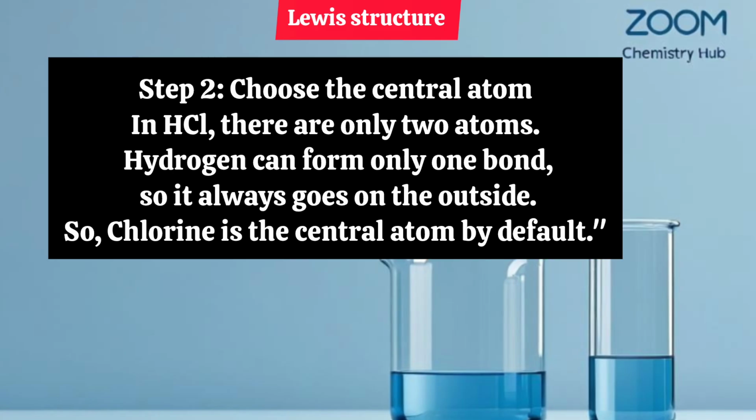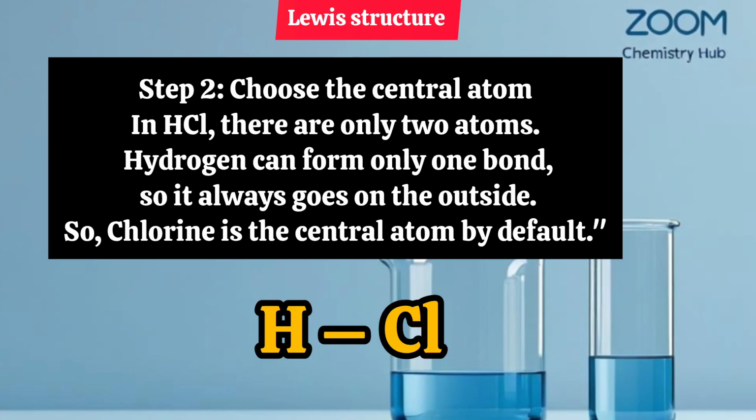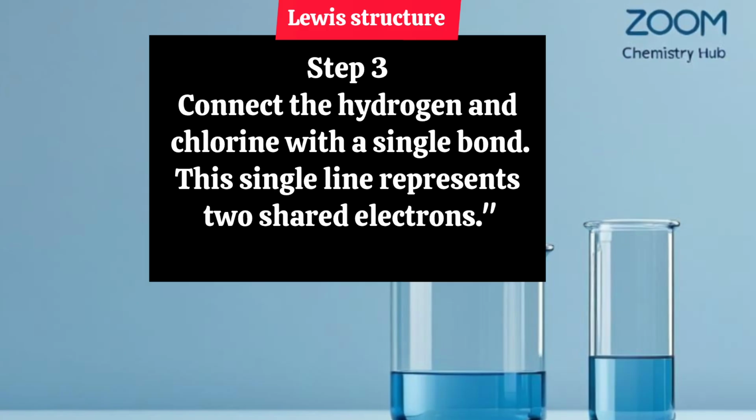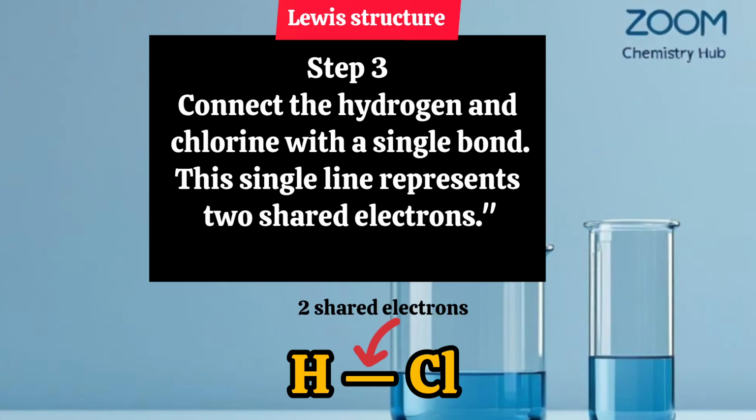Next we will choose the central atom. In HCl there are only 2 atoms. Hydrogen can form only 1 bond, so it always goes on the outside. So chlorine is the central atom by default. In the third step, we connect the hydrogen and chlorine with a single bond to make the structure of the molecule. So this single bond or line represents the 2 shared electrons.